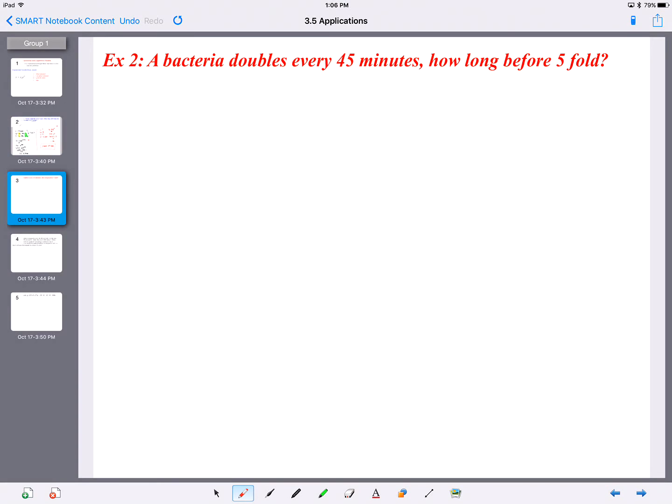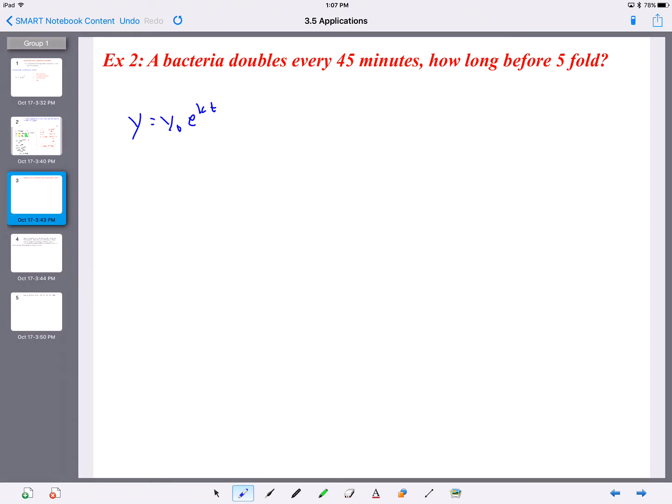A bacteria doubles every 45 minutes. How long before fivefold? Fivefold just indicates that you are starting at, let's say, 1, and now you're getting 5 times that. How long does it take you to get to 5? So let's once again set this up, see what we have. We have the equation: the final amount is equal to the initial amount, e raised to the growth ratio, times the time.